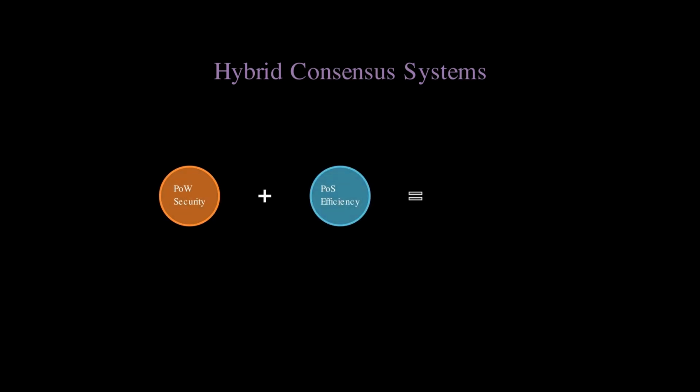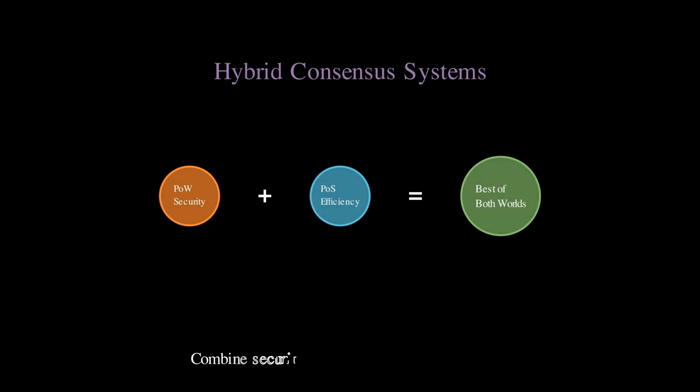So, what's next? The future of consensus is absolutely wild. We're just getting started. We're starting to see hybrid systems that combine the battle tested security of proof of work with the energy efficiency of proof of stake. Imagine getting Bitcoin level security with Ethereum level efficiency.